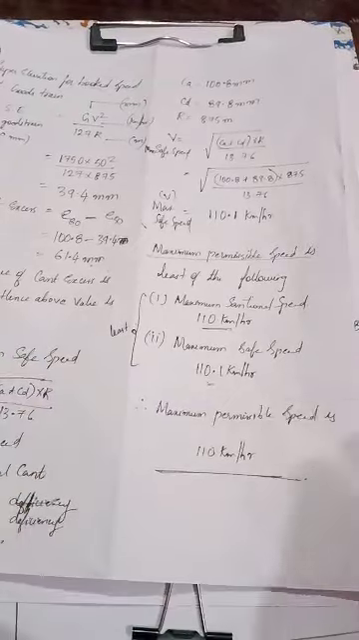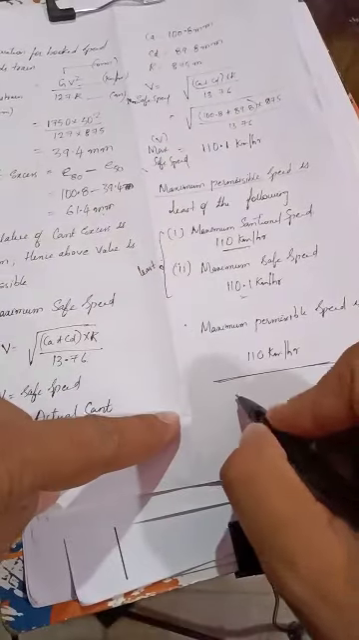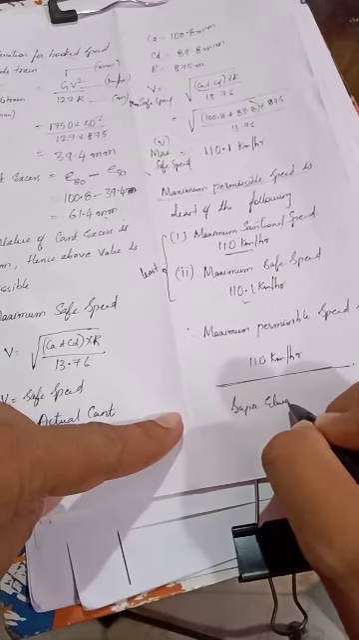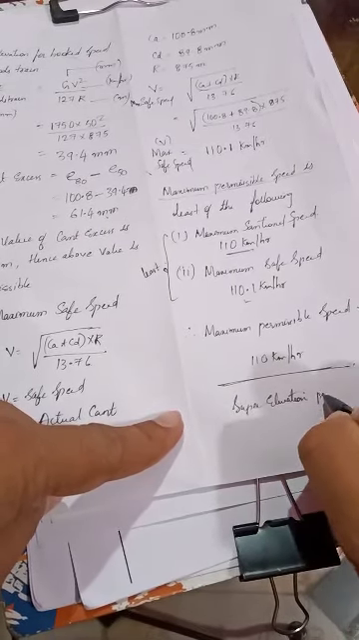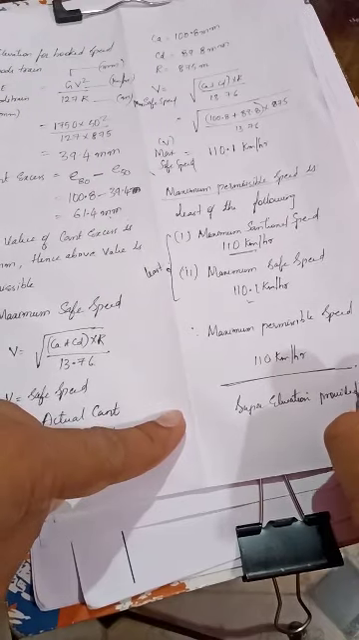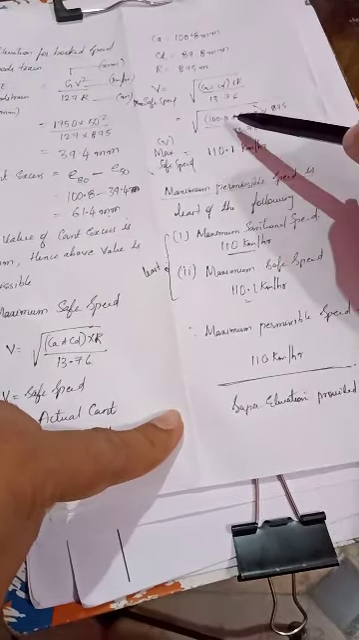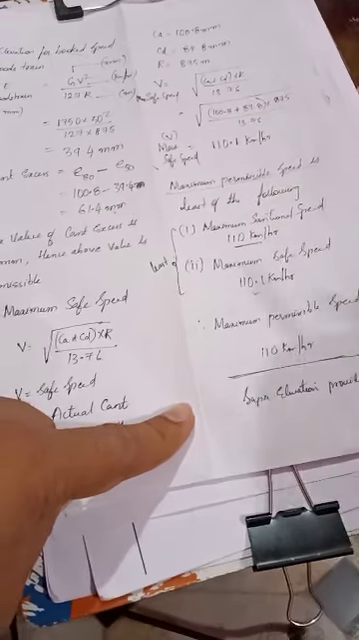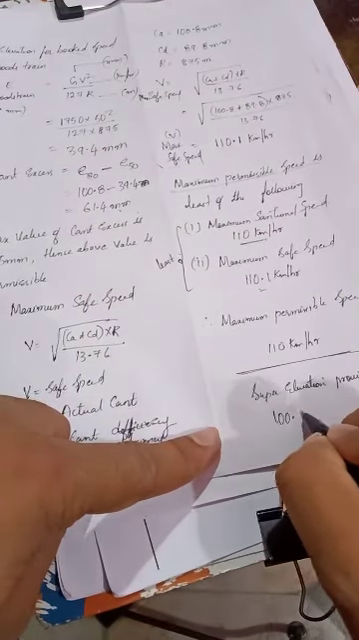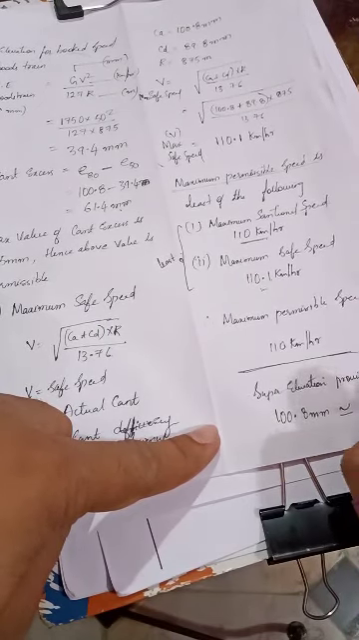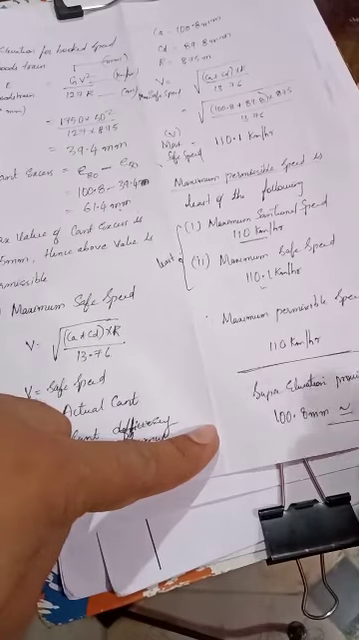And the actual cant, the super elevation provided. What is the super elevation provided? What we have used in CA, 100.8 mm, which, if we round it off to the nearest value, is 100 mm.